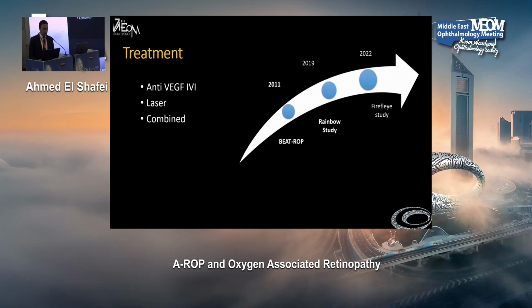Aggressive ROP must be treated very aggressively. The treatment is either anti-VEGF, laser, or combined. According to the BTROP, Rainbow, and Firefly trials, they all mention the importance of intravitreal injection and how it is better for the posterior zone or aggressive ROP.